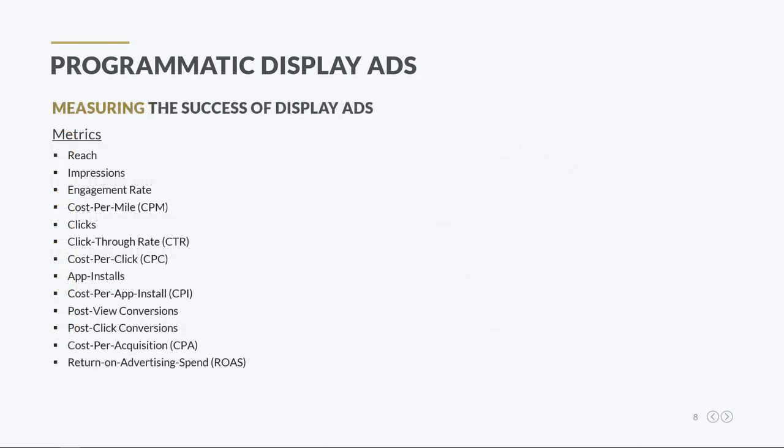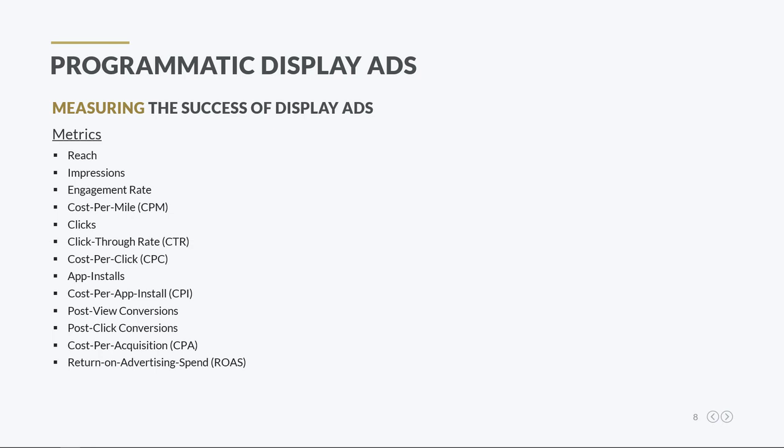The success of a display advertising campaign can be measured through several metrics. But, let's have a look at the most common ones. The first metric is reach, which refers to the total number of unique people who got exposed to the display advertising campaign. Impressions is the number of times banner adverts were displayed, regardless of whether they had been actually seen by users or not. Engagement rate is a ratio showing how many people interacted with the display ads. Cost per mile, also called cost per 1,000 impressions, is the cost an advertiser pays for 1,000 times his or her advert appears to users.